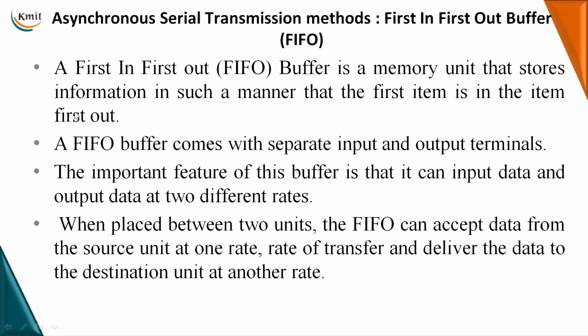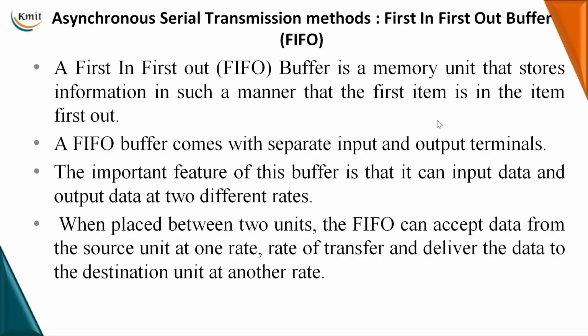The other type of asynchronous serial transmission mechanism is the first in first out buffer mechanism. A first in first out buffer is something like a memory unit that stores the information in a first in first out manner. Whichever information enters the memory unit will come out of it first. It comes with separate input and output terminals, and the best feature of this buffer mechanism is that it can input the data and output the data at different rates.